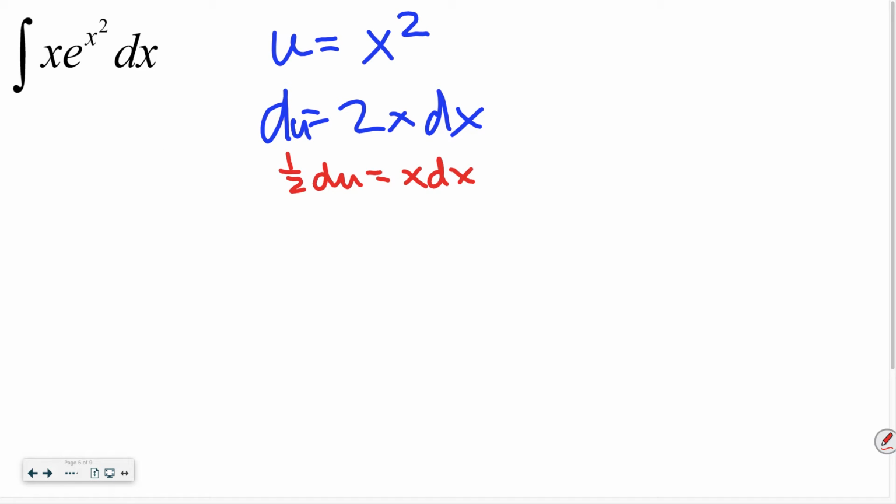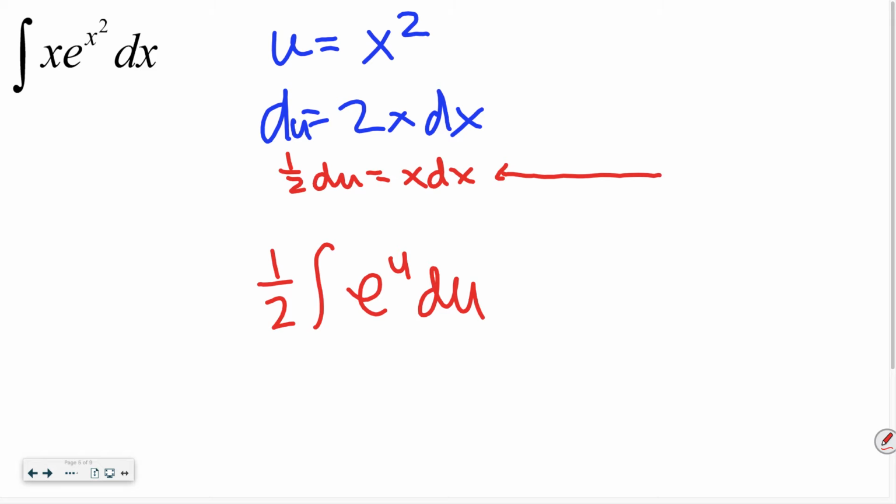Excellent. Okay, 1/2 integral e to the u. Good. I am perfectly fine with you showing or not showing that step right there. I know last year we did, and I know some of us can go from here to here without writing that step. So whatever works best for you, I want you to know I'm flexible with that.